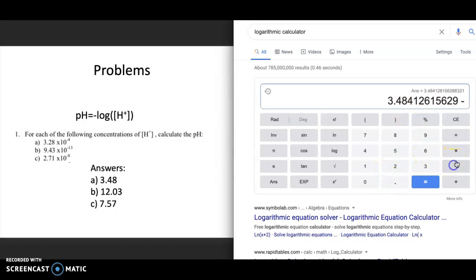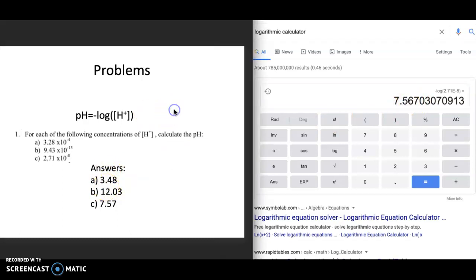So then I just repeat, negative log to find the pH from H plus, 9. Oh, I have to clear. My fault. Make sure you clear really aggressively on this thing. Negative log 9.43, and then EE key, negative 13 is equal to 12.03, rounded. Great, cleared really aggressively. Negative log 2.71, EXP, negative 8, pH is 7.57. That's a base, that's a base, that's an acid.